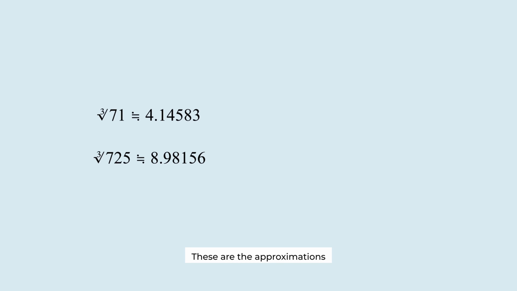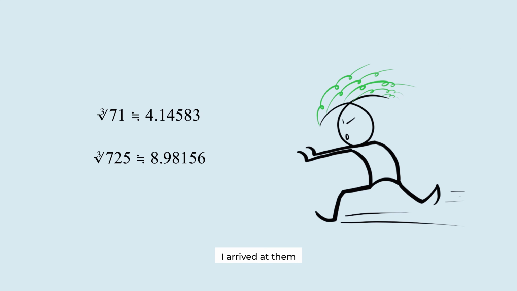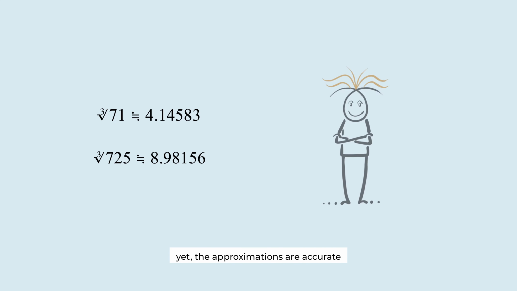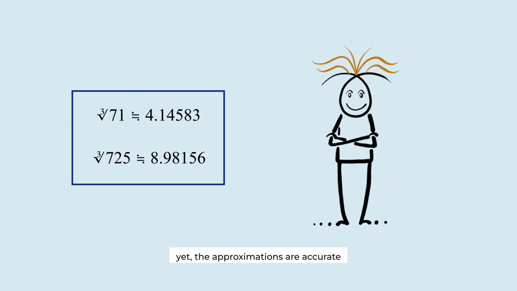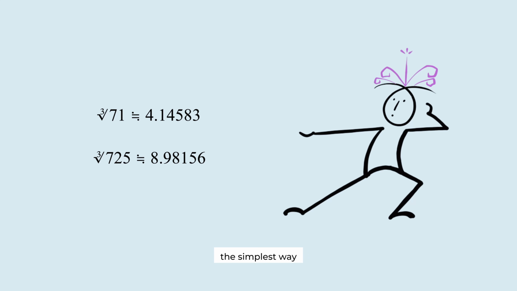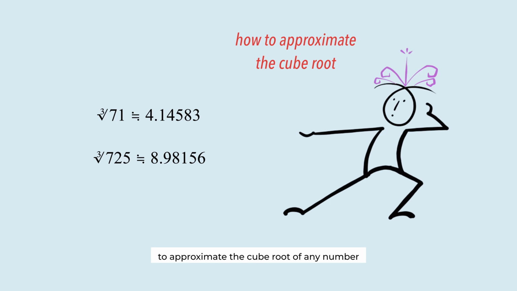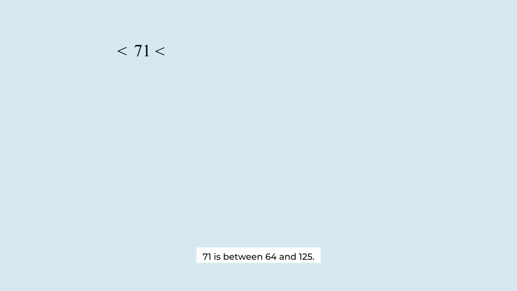These are the approximations for the cube root of 71 and 725. I arrived at them in just a single step. Yet, the approximations are accurate to the second decimal place. Let me show you the simplest way to approximate the cube root of any number and explain the principles behind it.